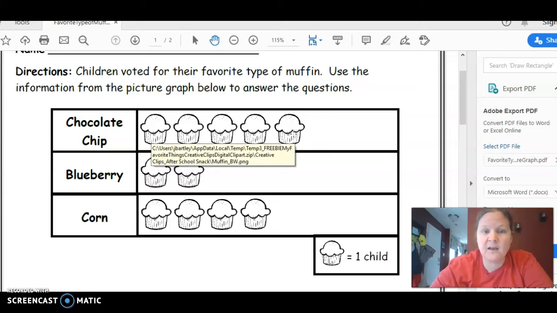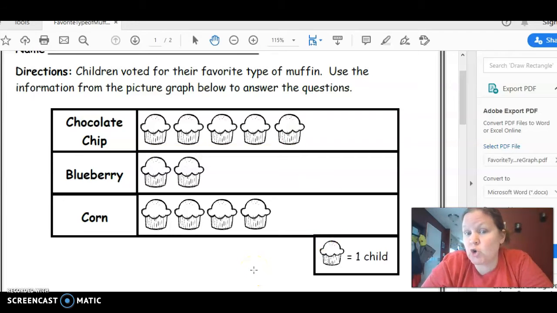All right. How many kids chose corn muffins as their favorite? Remember, corn's this one down here. How many chose corn? Corn muffins. Good. 4, right? 1, 2, 3, 4. So 4 people said that their favorite was a corn muffin. Okay? So again, I can find out all that information by using my graph.